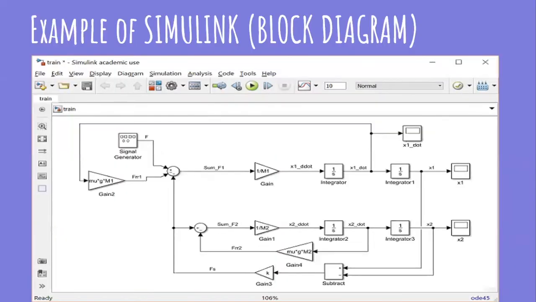Over here, we have an example of the block diagram on the Simulink interface.